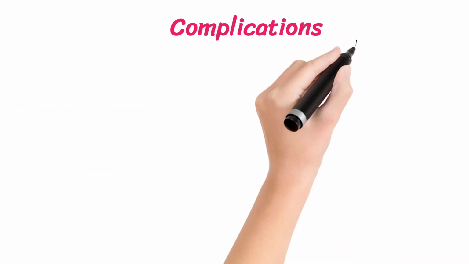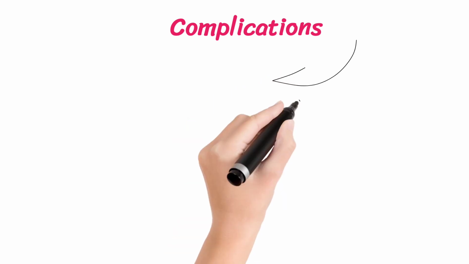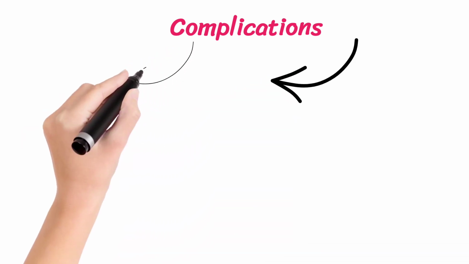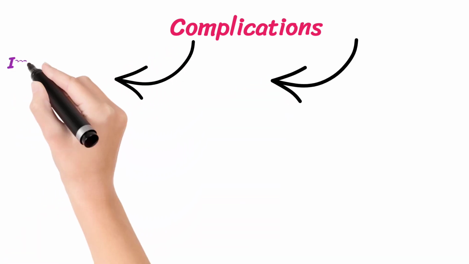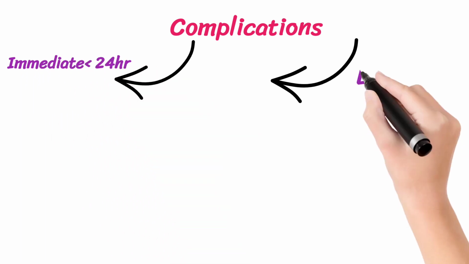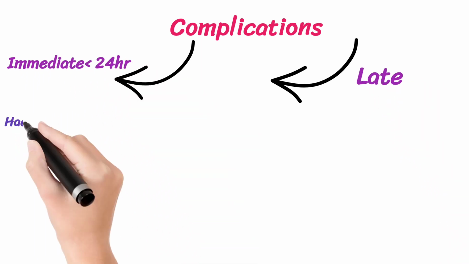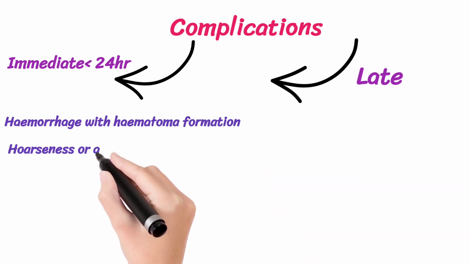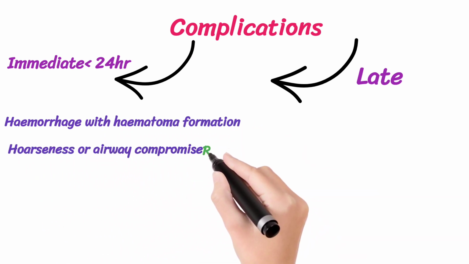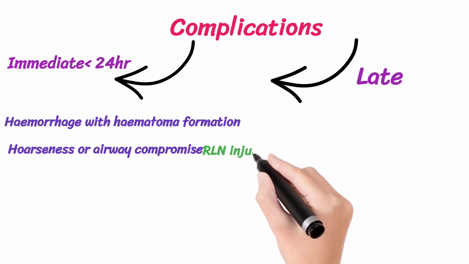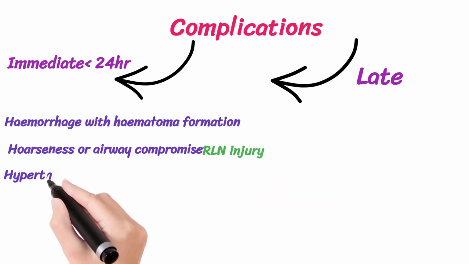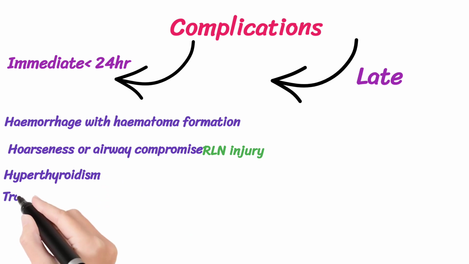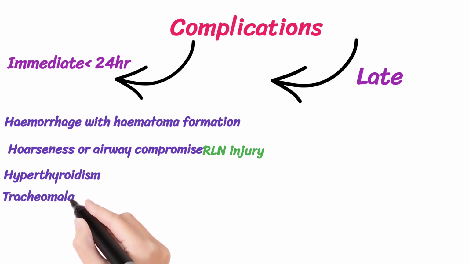Complications, you have immediate, intermediate, and late. Immediate is less than 24 hours, where you have the 3H and the T, where you have hemorrhage with hematoma formation, hoarseness or airway compromise. You go and treat recurrent laryngeal nerve injury, hyperthyroidism, and tracheomalacia.